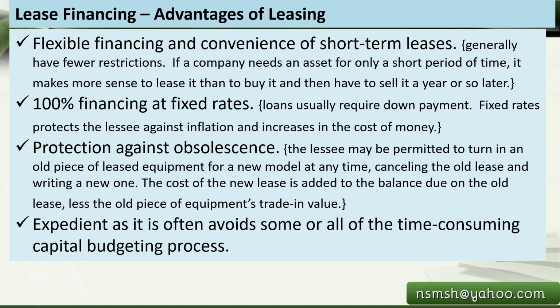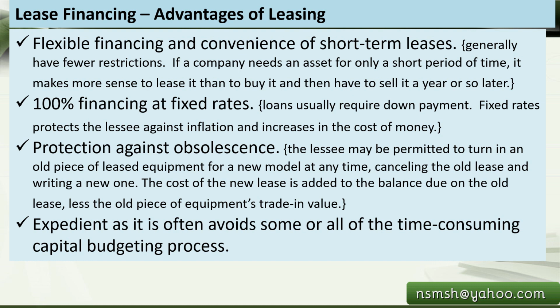Protection against obsolescence, because as we saw in an example earlier, instead of buying and using it, it will become obsolete, and then again we have to sell it back. So instead of that, this kind of arrangement is better. The lessee may be permitted to turn in an old piece of leased equipment for a new model at any time. So he can just return it and take another one. He can always cancel the old lease and write a new one for the new equipment.